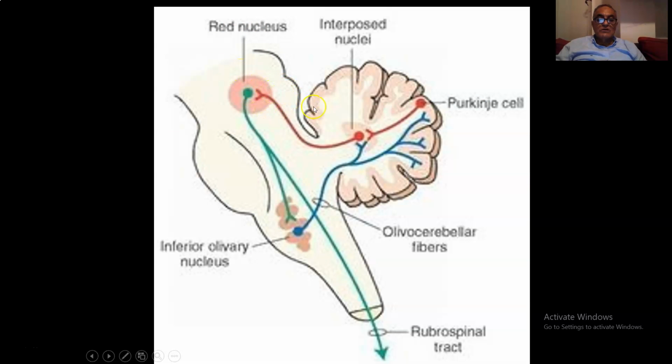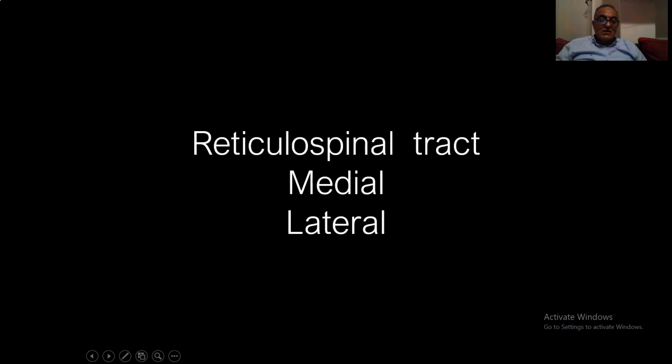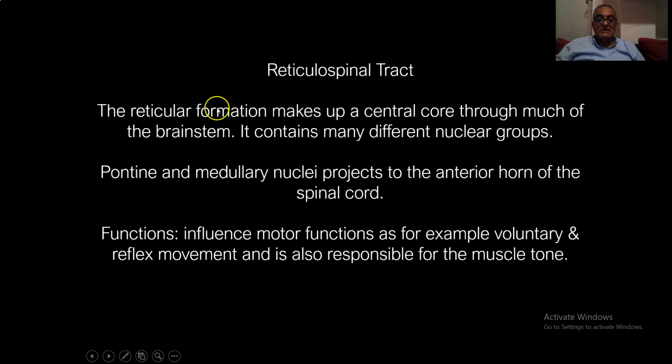This is another view showing the dentato, rubro, also thalamus, thalamo, and then from the thalamus, what we call the anterior ventral nucleus of the thalamus to the cerebral cortex. Another part, another scattered nucleus for the extrapyramidal is the reticulospinal tract. It is a medial and lateral. You should not remember every detail, but you should know that the reticular formation is forming the central core, most of the brain stem centrally, and contains many different nuclear groups.